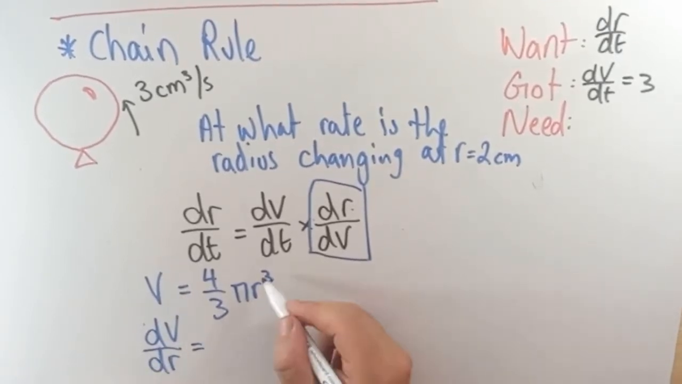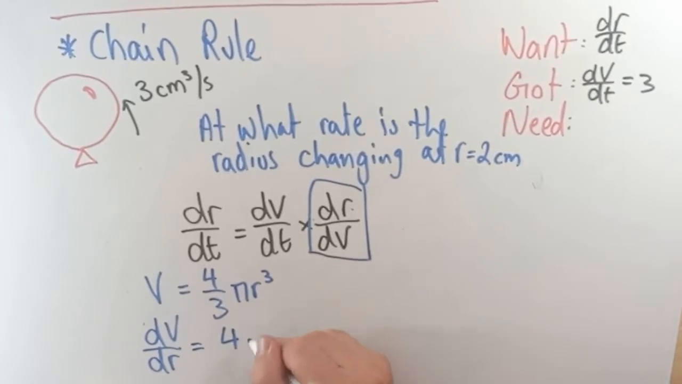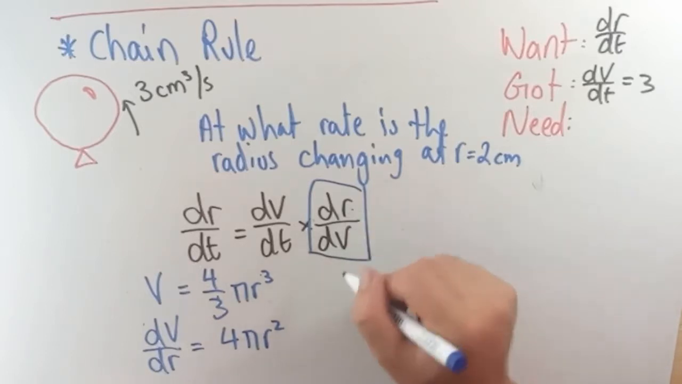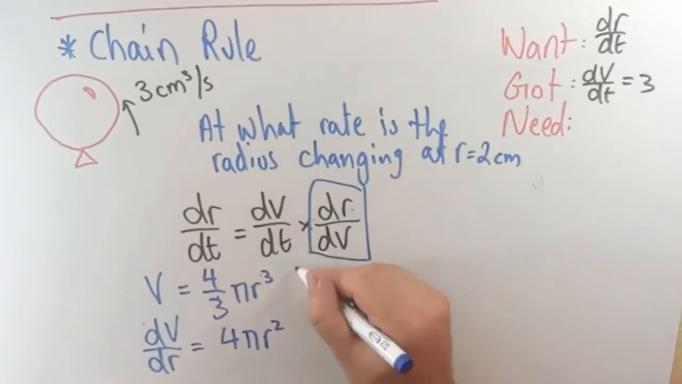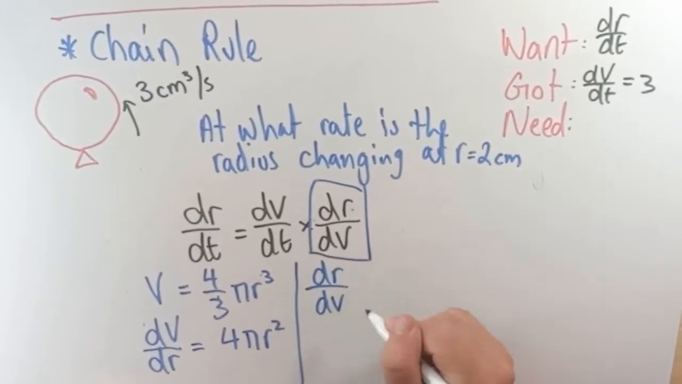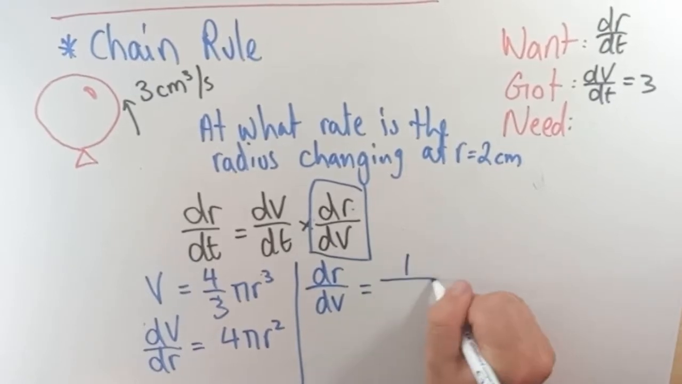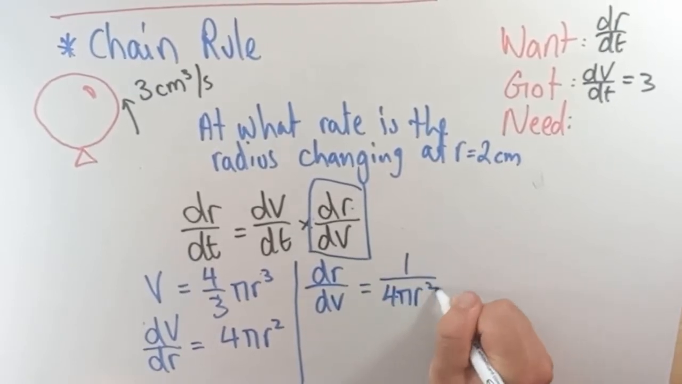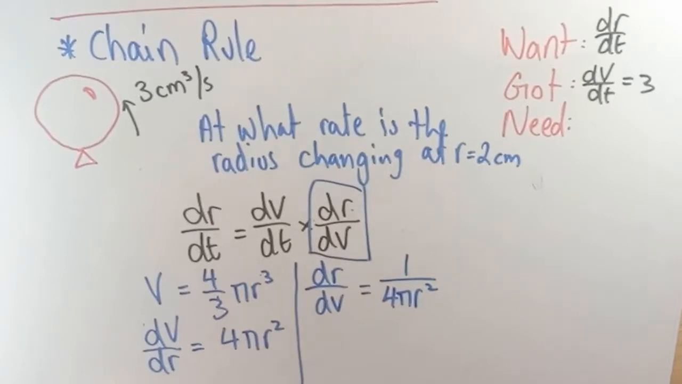Easy enough. Bring the 3 down the front, the 3s cancel out, and we end up with 4 pi r squared, one away from the power. So we multiply by the 3, which gets rid of this 3, take 1 away from the power, and that's it. But I want dr/dV, and I found dV/dr, so let's just give that a flip. That's going to be the reciprocal of that. So 1 on 4 pi r squared. Cool. All right, let's put it into our rule.